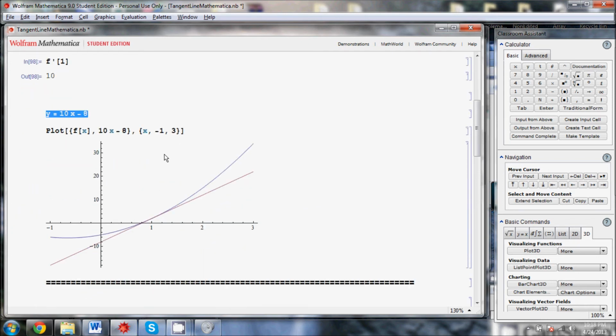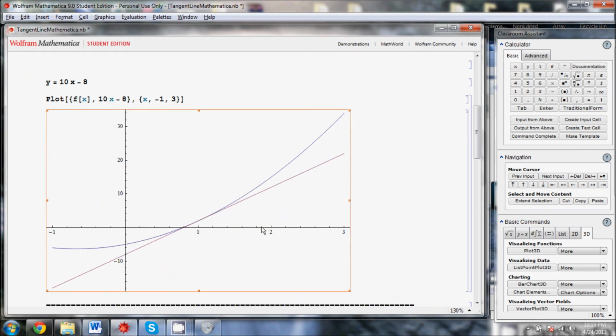And I already have it plotted here, but the purple line here is the tangent line, and this is the f of x right here, the blue. So that just shows you that that's truly the tangent line there.